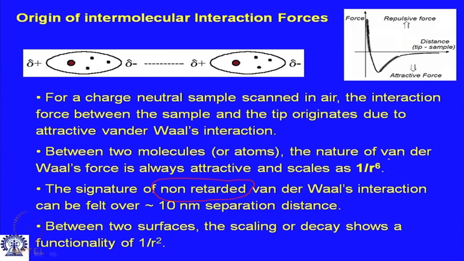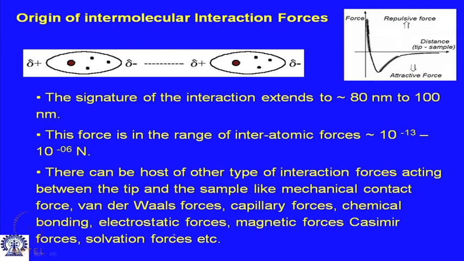So, between two fundamental particles the scaling is 1 by r to the power 6 and it stretches roughly up to 10 nanometers. Between two surfaces the scaling changes to 1 by r square and stretches arguably to around 80 to 100 nanometers. The interatomic force is in the range of 10 to the power minus 13 to 10 to the power minus 6 Newton. There can be a host of other types of interaction forces between the tip and the sample, like mechanical contact, van der Waals, capillary force, chemical bonding, electrostatic forces, magnetic forces, Casimir forces, solvation forces, etc., some of which we will take up in a little bit of detail.